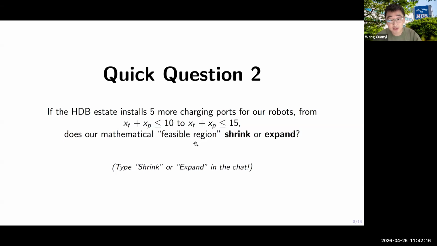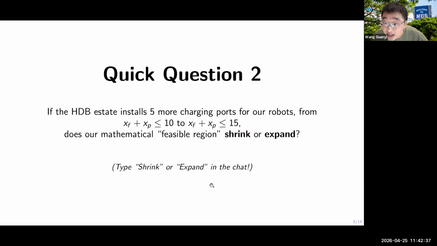So if we consider the linear programming mathematical feasible region, which is the shaded blue part in our previous slide, geometrically speaking, does this shaded blue part shrink or expand? You can type either shrink or expand in the chat. Yeah, expand. That's great.